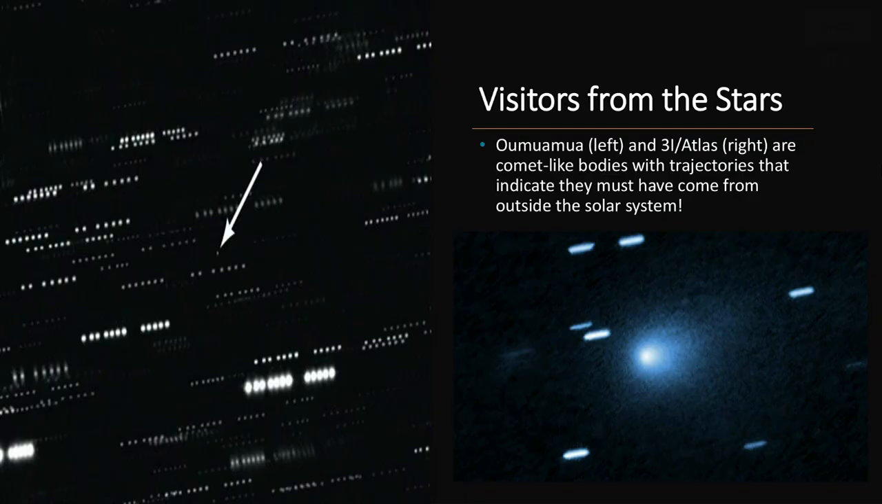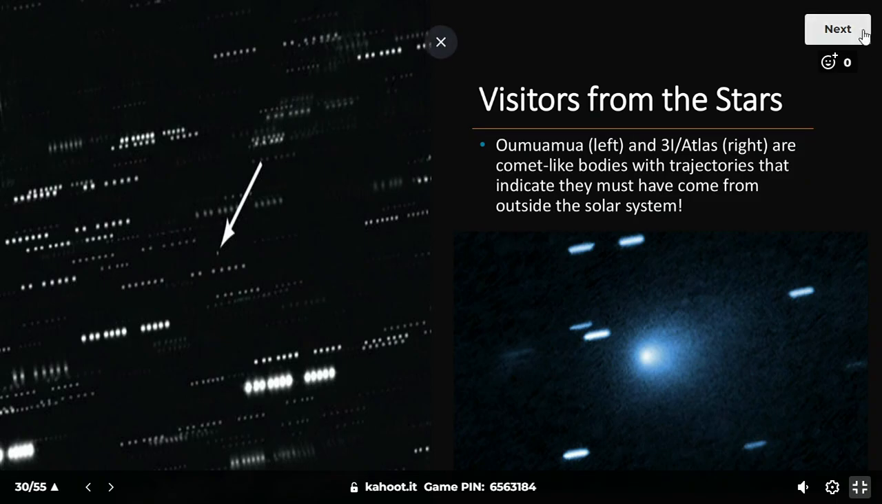solar system object. So 3I Atlas is in the solar system right now and is going to be at perihelion, so its closest approach to the sun, at the end of this month. So there's a lot of interesting science being done with this visitor from another star. But no, it's not aliens. So we'll talk about aliens next week.